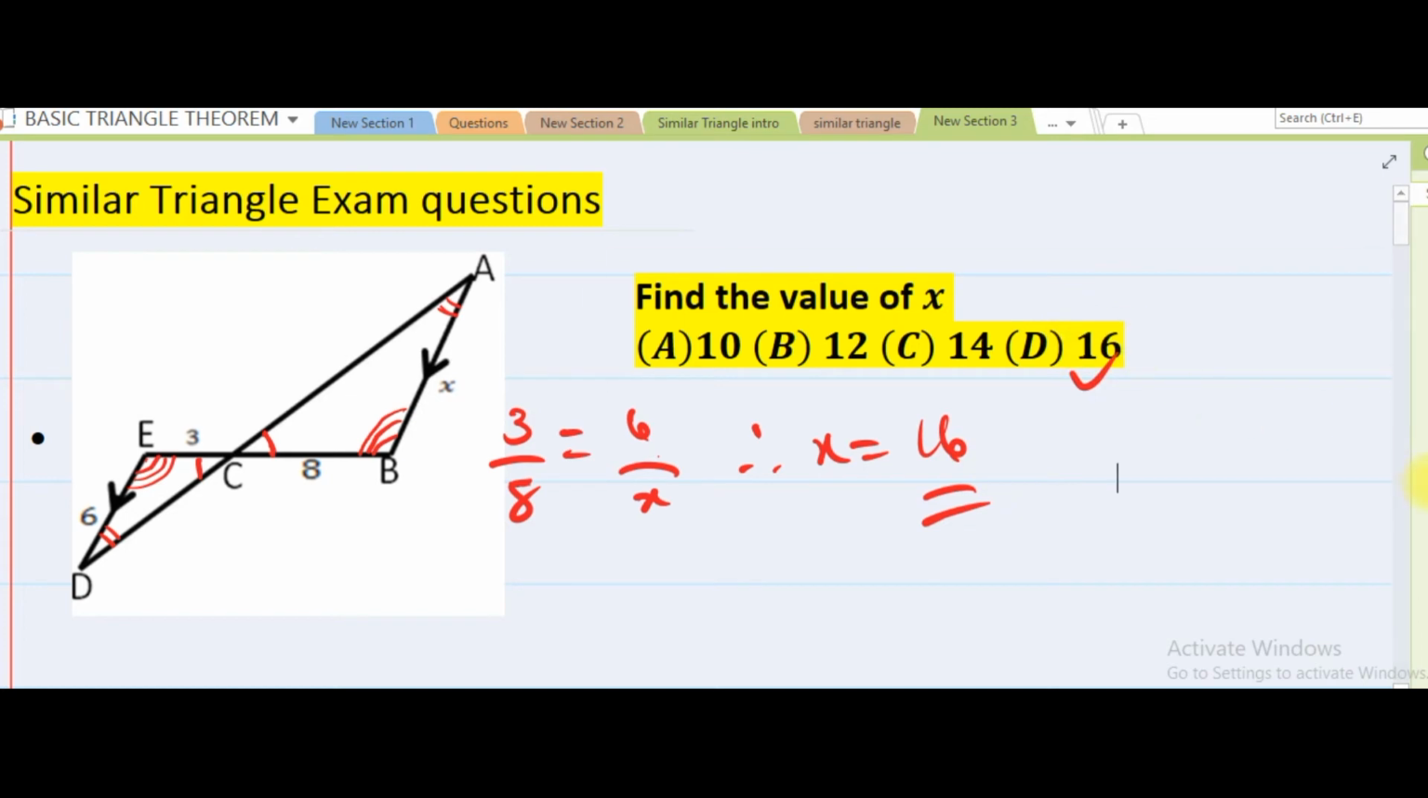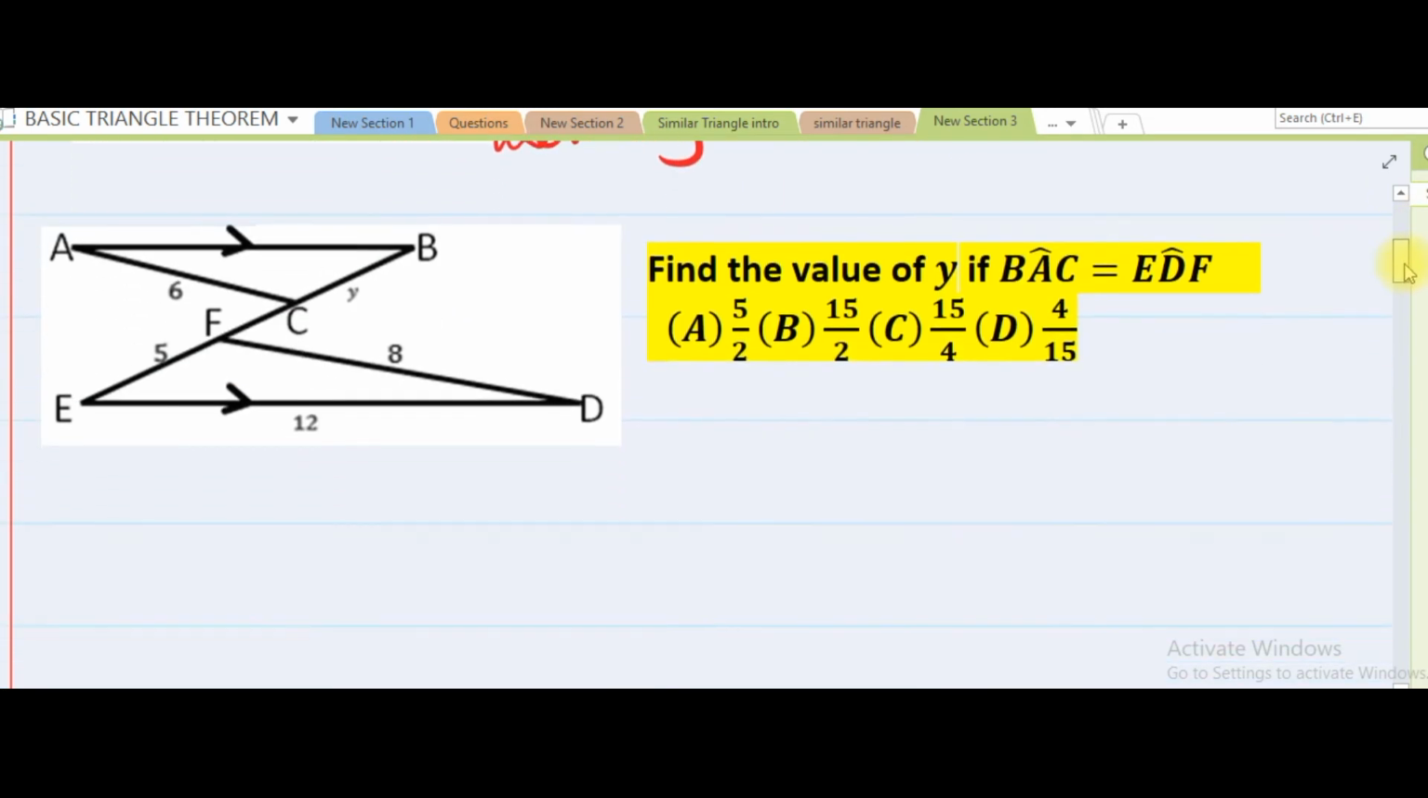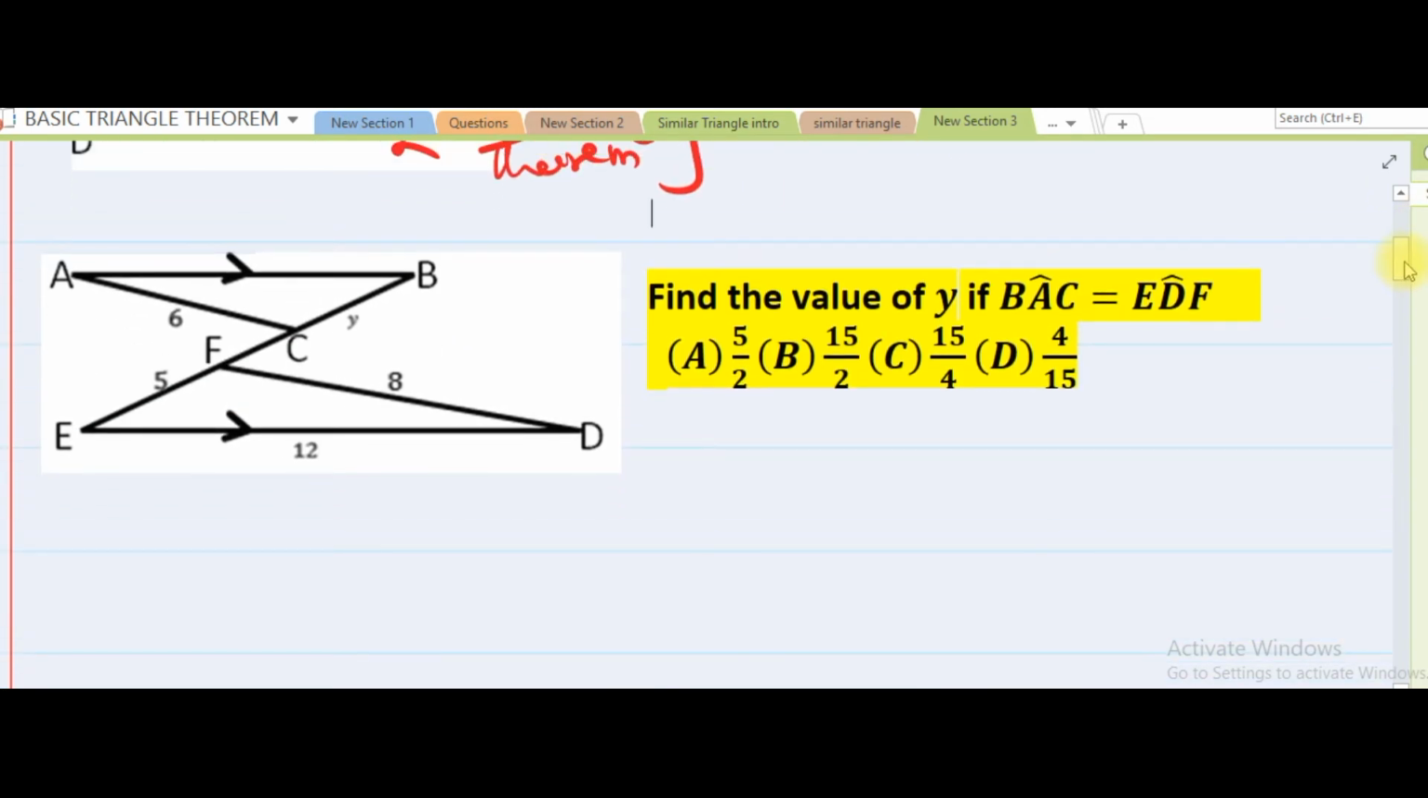So the next question we are given, remember I told you, why this is so is by SAS similarity theorem. So we solve this by this theorem. So the next one, we are given this, that we have to find the value of y if angle BAC is equal to EDC. BAC, so assuming here is this, must be equal to EDF.